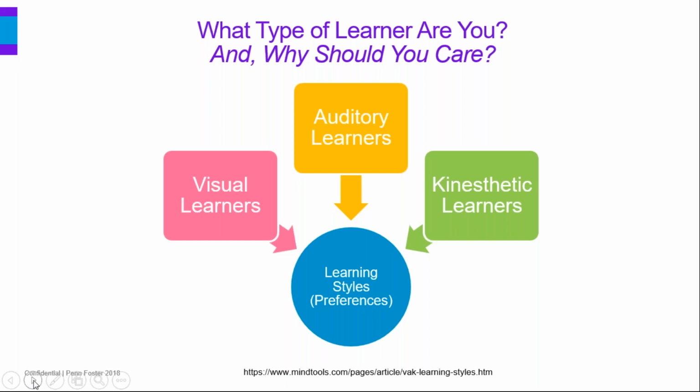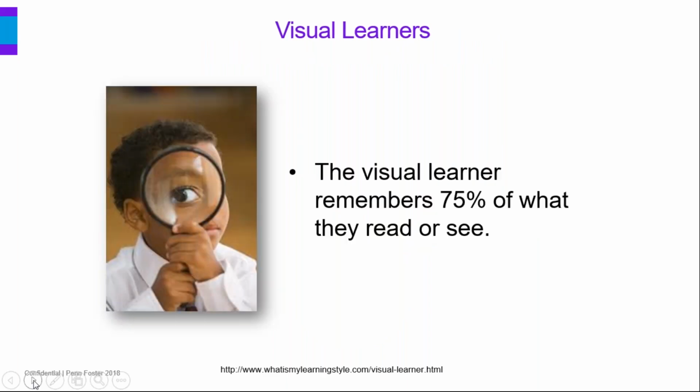So with the visual learners, and that's the V, those learners absorb and retain information better when it's presented with visuals. So things like pictures, diagrams, charts, PowerPoint presentations like this, they need to actually visualize the material, they need to see it, and then they'll be able to retain it better. So visual learners remember 75% of what they read or see.